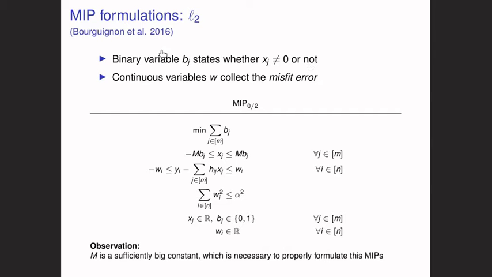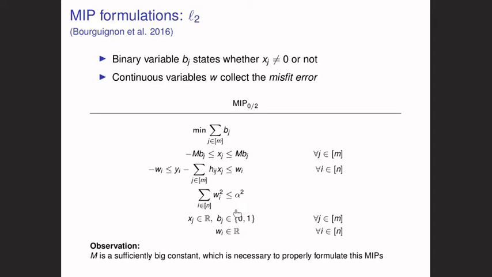With these variables we can write this formulation. We want to minimize the support, which is the same as minimizing the number of b variables with value one. Then of course we should link the relation between b and x, and we can do that with this big-M constraint. If we take a sufficiently big constant M, then we can write this constraint, which says that the only way for x to be non-zero is to put b at one. Otherwise, if b is zero, then x is forced to be zero. This links the variables x and b.